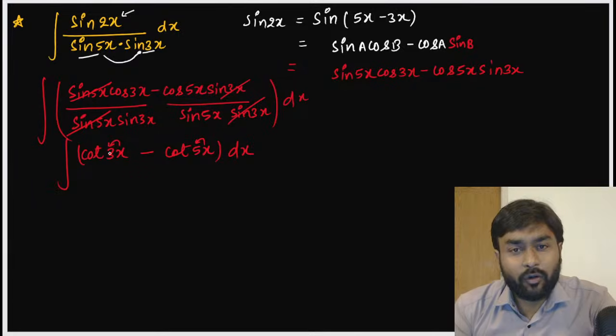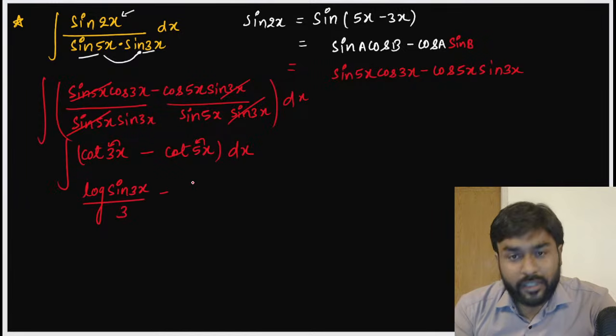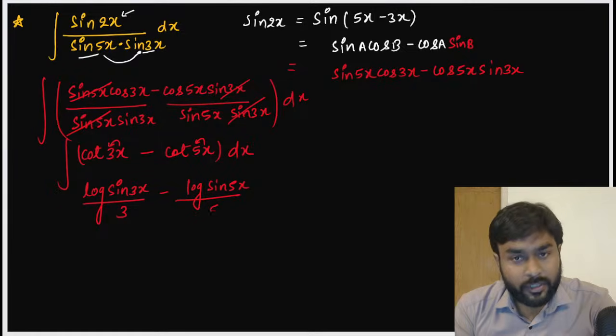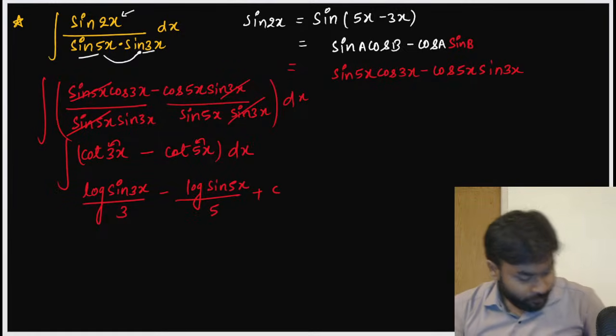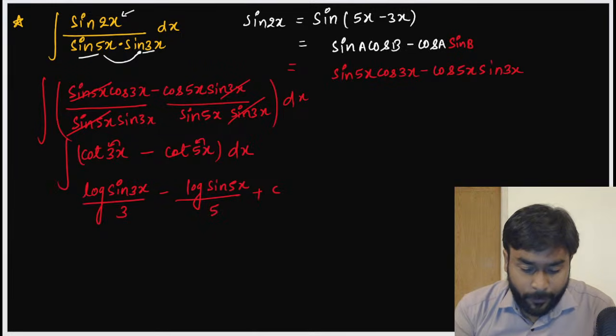So how will we write it? Cot x will become log sin x, so it will become log sin 3x divided by 3, minus log sin 5x divided by 5, plus c. So this will be our answer. Very good, the answer is coming very good.